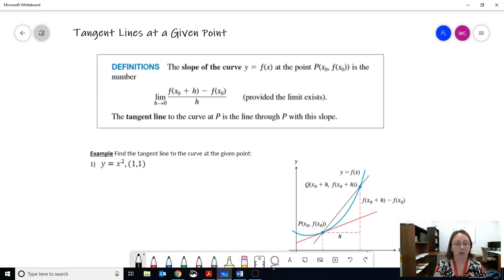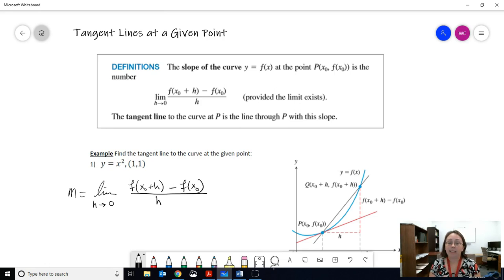To find the tangent line, first of all, to find a line, you need to know the slope. The slope of the line is the formula that you see in the definition above. The slope is the limit as we allow h to approach 0 of f of x0 plus h minus f of x0, all over h. Now, x0 is our specific point. h is changing, so we cannot plug in an h value until we're ready to take the limit. Don't take the limit until everything else is simplified, all the plugging in and the algebra are done. But x0 is our point, so we can plug that in.